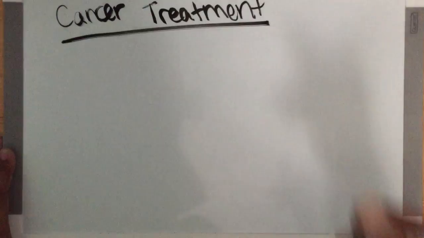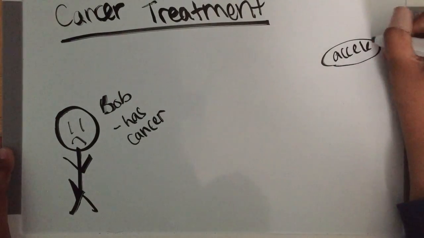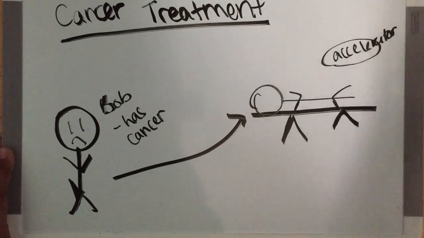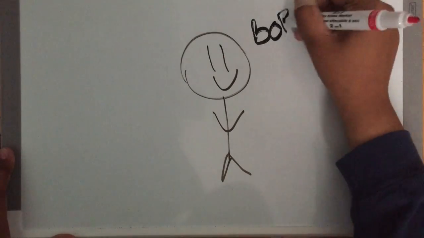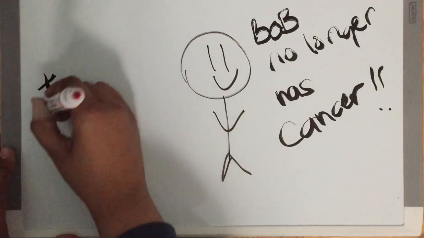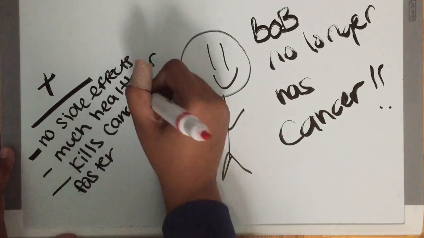Cancer treatment. This is Bob. Bob has cancer. He must undergo treatment from a particle beam where the electrons directly attack the tumor on the surface of his skin. After many treatments, Bob no longer has cancer. With the use of a particle beam, there are very few side effects, it is a much healthier form of treatment, and it kills the cancer faster.